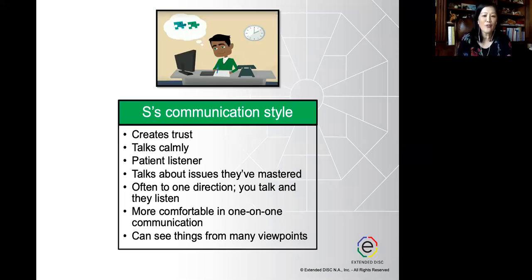They prefer to hear your viewpoint over speaking up. They're trying to establish rapport with you, so they're trying to build trust. Their energy tends to sit below the surface, so they're very calm. They're not very excitable when they're speaking. And they're more comfortable with people they're familiar with or one-on-one situations. Anything you would add, Marku, to the S's communication style?